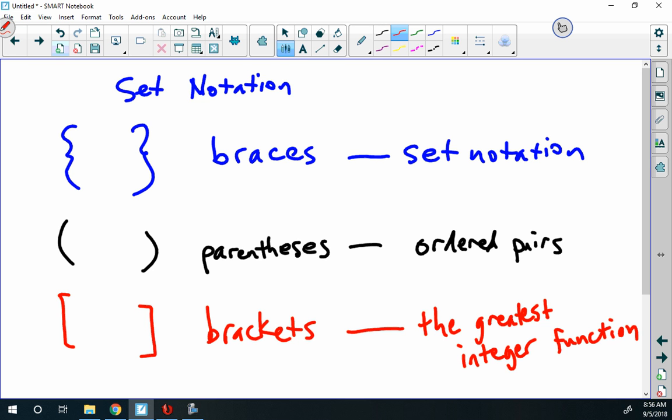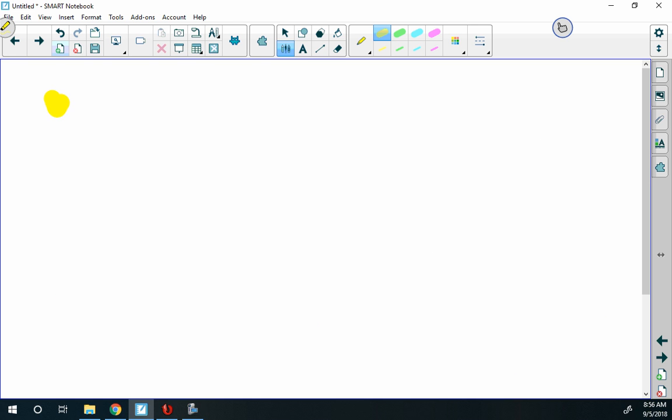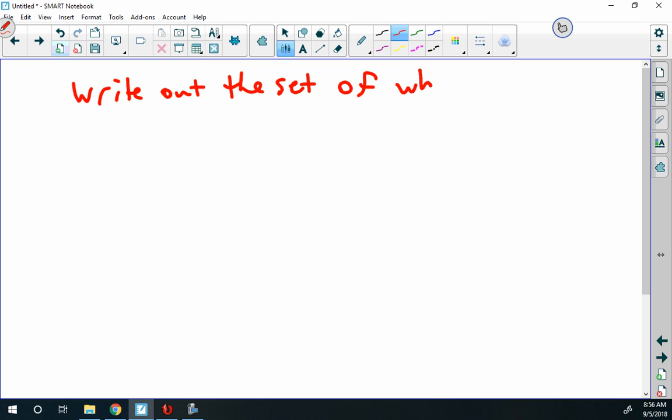So make sure you know the difference between braces and brackets and parentheses, and make sure you know that if you're asked to put something into a set, anytime you hear or see the word set, that indicates that you have to have these braces. So I told you I would give you a specific example. There's a question or two on the quiz that says, write out the set of whole numbers.